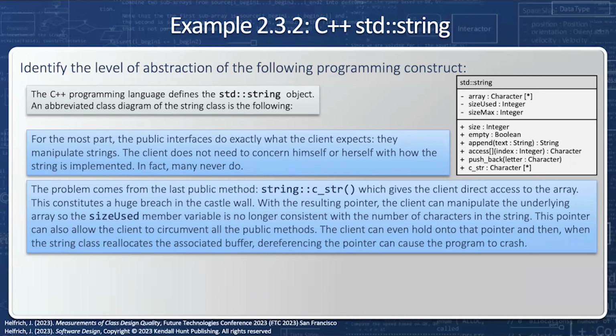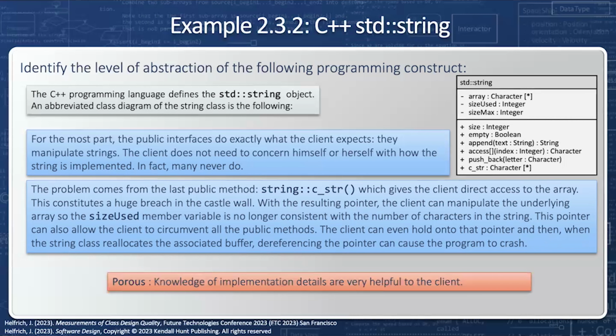With the resulting pointer, the client can manipulate the underlying array so that the size used member is no longer consistent with the number of characters in the string. This pointer can also allow the client to circumvent all the public methods. The client can even hold on to that pointer, and then, when the string class reallocates the buffer, dereference the pointer and cause the program to crash. This is an example of porous abstraction. Knowledge of implementation details is helpful to the client.